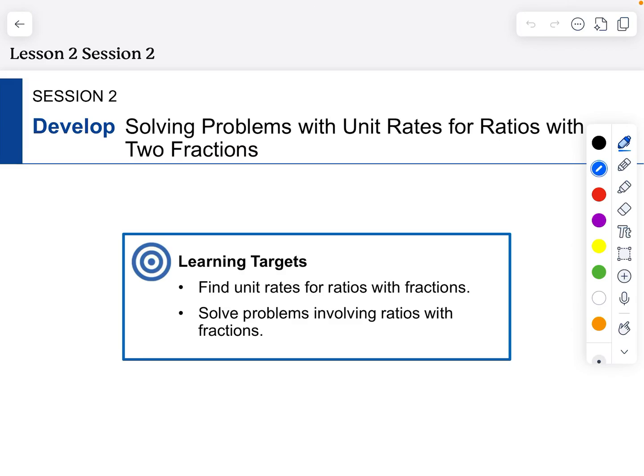Hi, this is Mrs. Lloyd for Lesson 2-2, iReady for Math 7, Solving Problems with Unit Rates for Ratios with Two Fractions. Our learning targets: find unit rates for ratios with fractions, solve problems involving ratios with fractions.